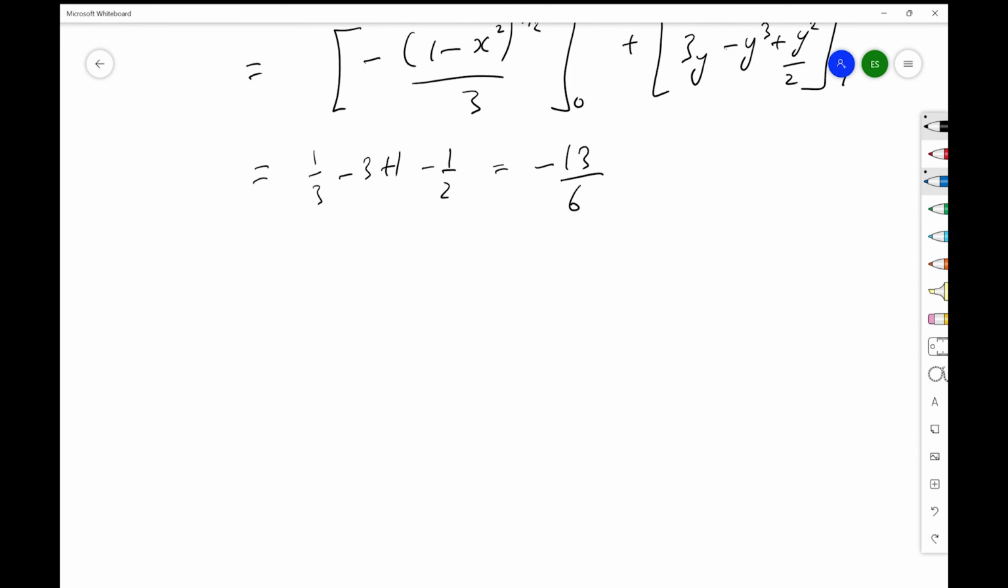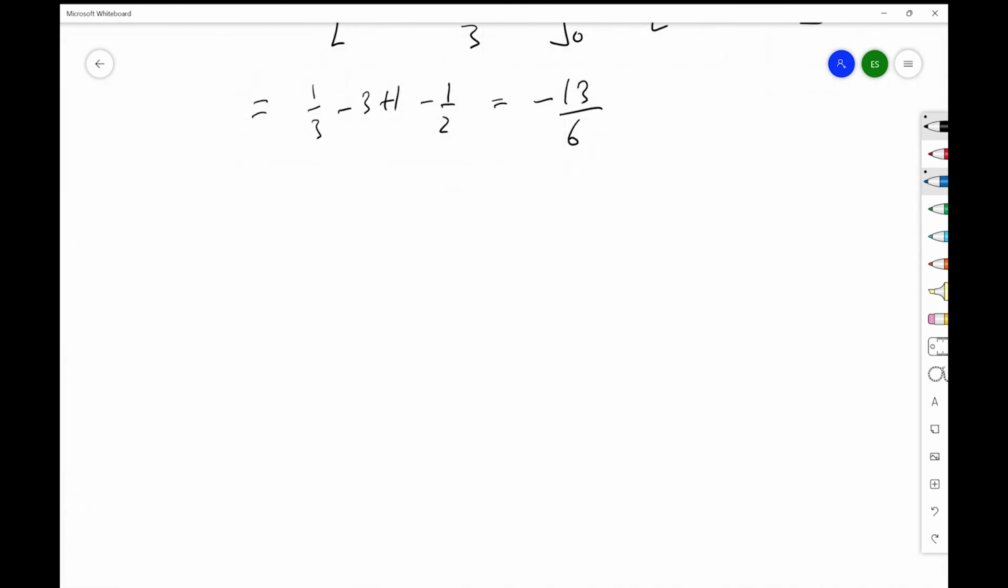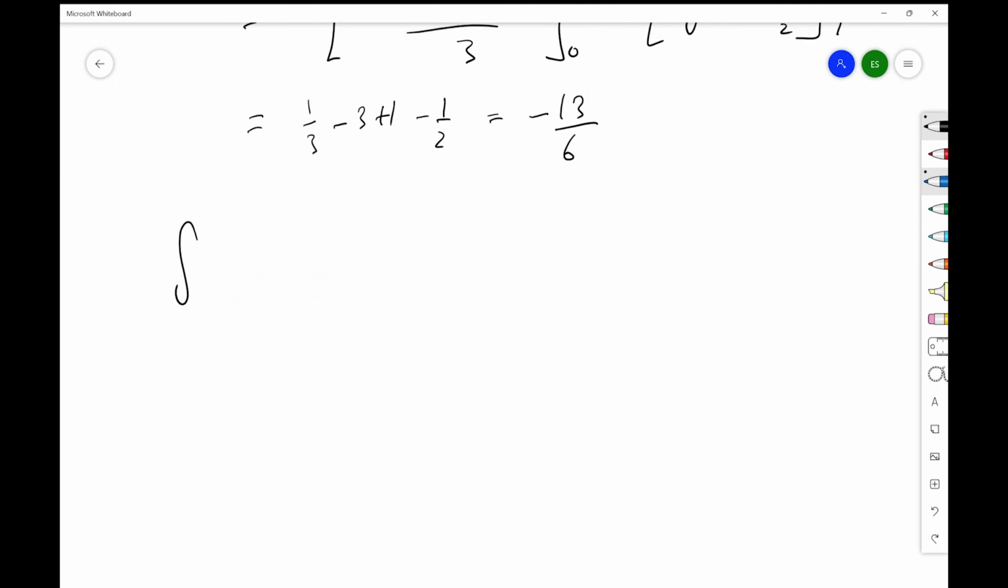Will this result be 0? We don't know yet. Okay, so let's do now the integral from P3 to P4 of a dot dl.